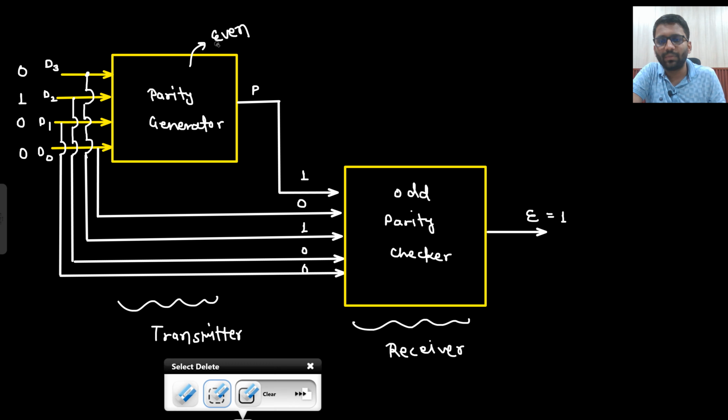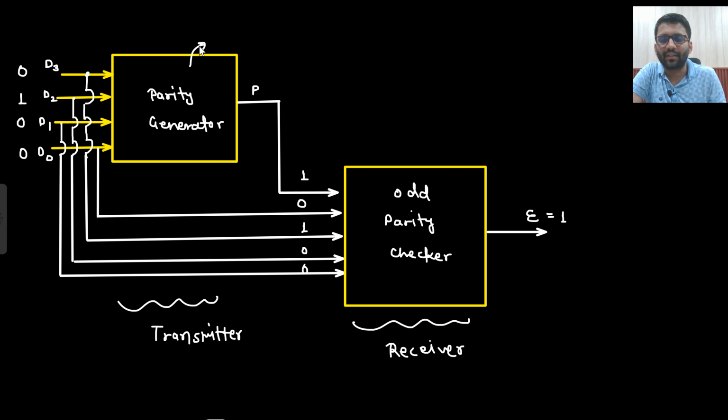And now let's assume this was an odd parity generator, and this was the input only. If it was an odd parity generator, it needs the number of ones to be odd. The number of ones here is odd already, so the parity will be 0. And now if this is an odd parity checker, it will make sure that at my input the number of ones should be, sorry, odd, because it is an odd parity checker. So here the number of ones is odd, and it will give error equals 0.